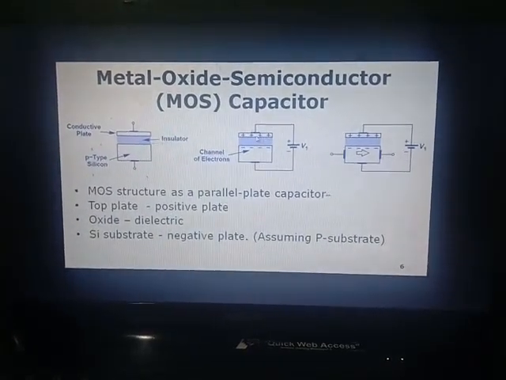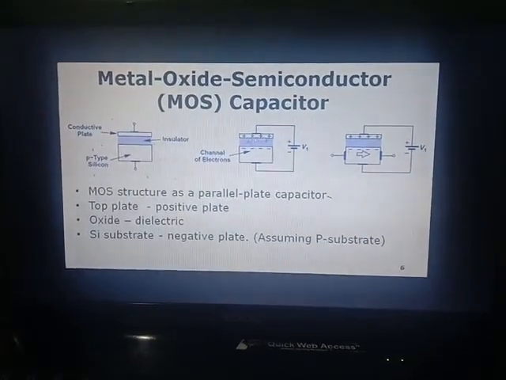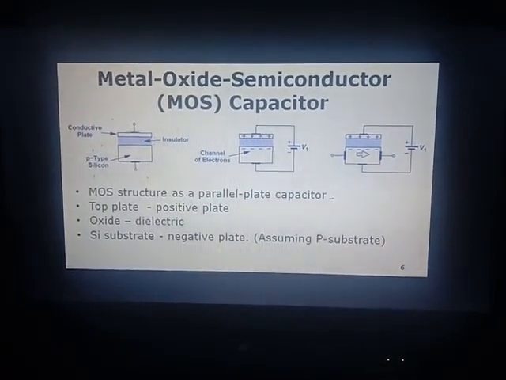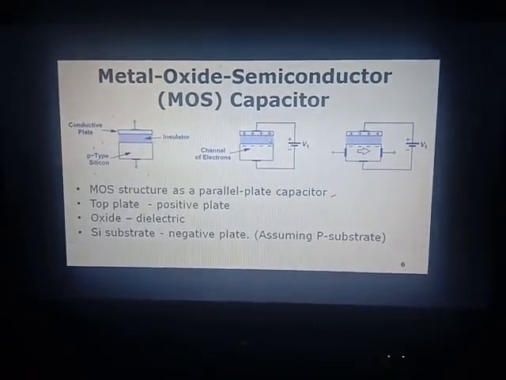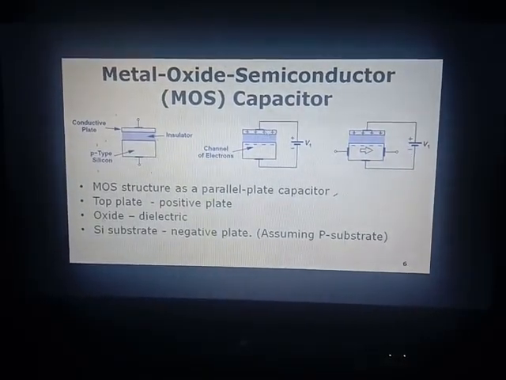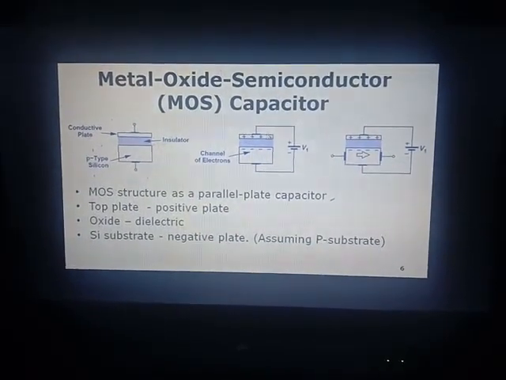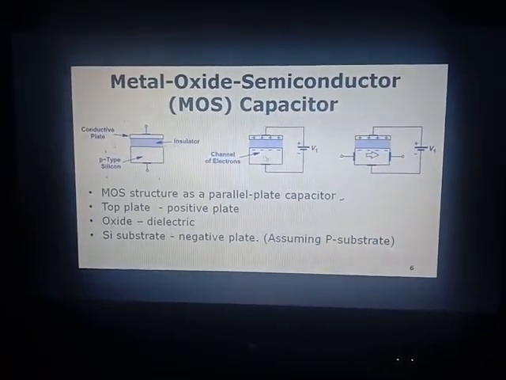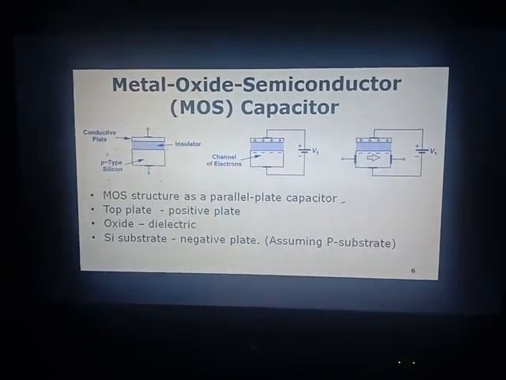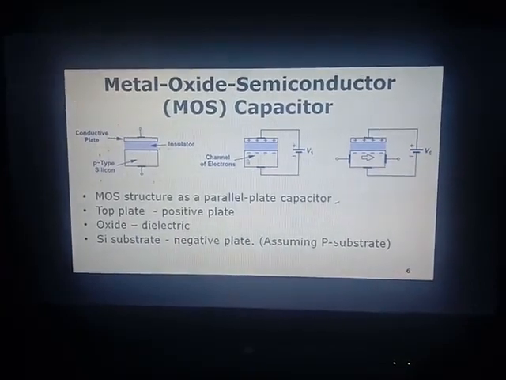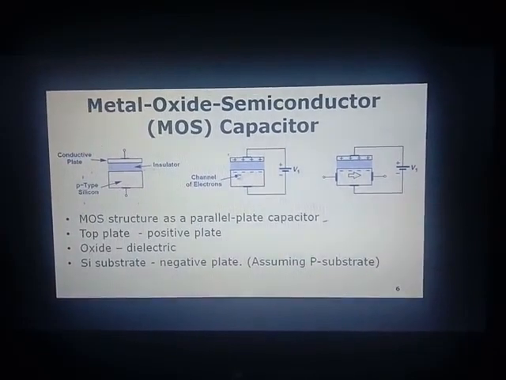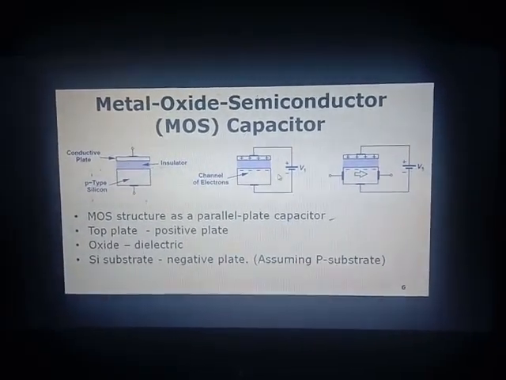The number of holes would be accumulated in the gate. If we have n number of holes, not electrons, accumulated in the gate, an equal number of electrons would be accumulated in the p-type substrate. So this p-type substrate is in between the source and drain. This is how we are creating a channel between source and drain.